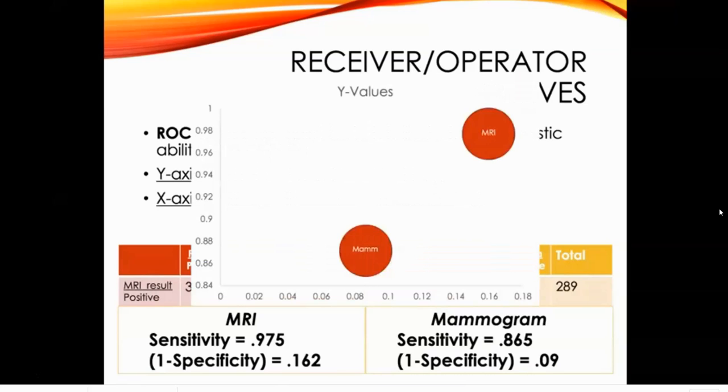And if we plot them on a receiver operator curve, you can see that MRI has a higher sensitivity than mammogram, but also has a higher false positive rate. Whereas mammogram has a lower sensitivity, but also has a lower false positive rate. And the most ideal test would have numbers way up with the highest sensitivity and the lowest false positive rate.